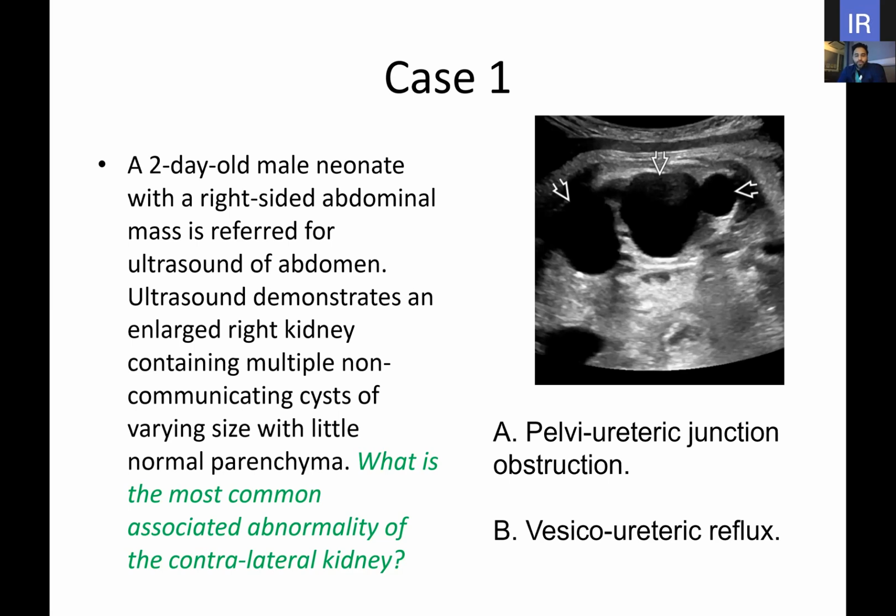We've got a 2-day-old neonate male patient with a right-sided abdominal mass, referred for ultrasound of the abdomen. Ultrasound demonstrates an enlarged right kidney containing multiple non-communicating cysts of varying size with little normal renal parenchyma. So the question is, what is the most common associated abnormality of the opposite kidney? What would we expect to see in the left kidney?